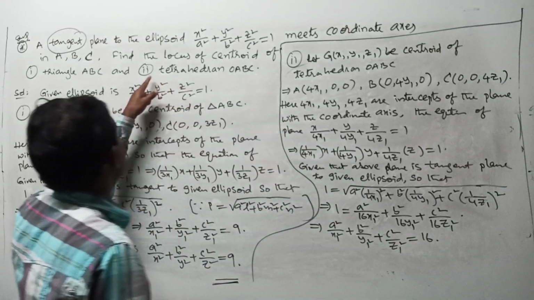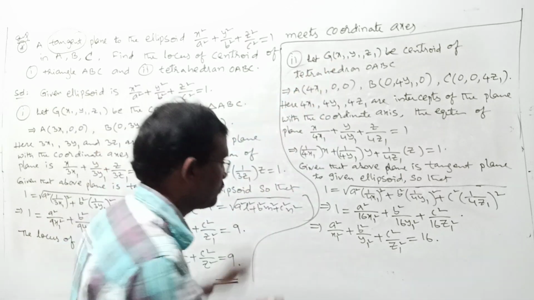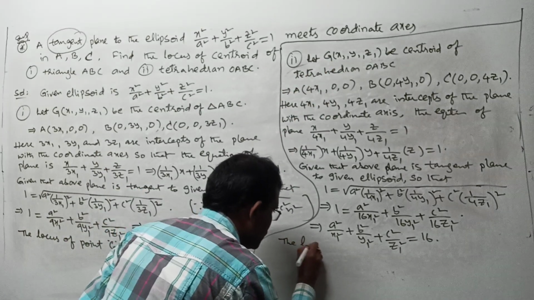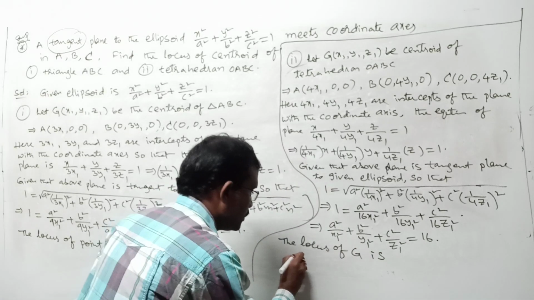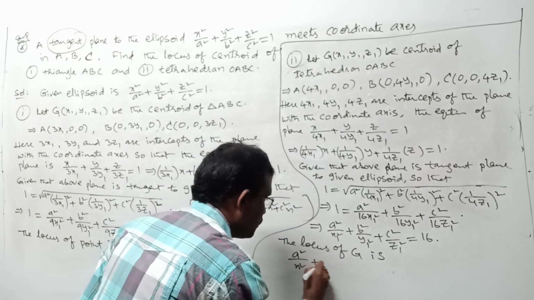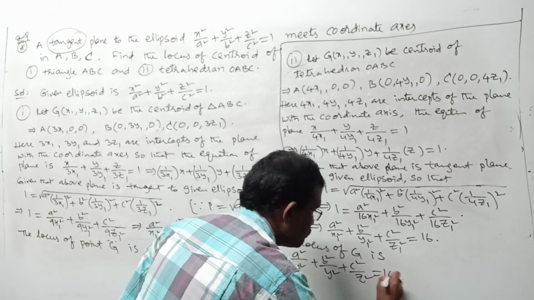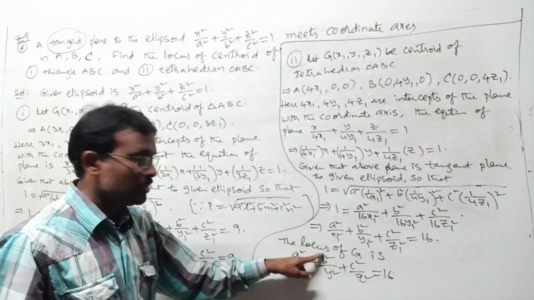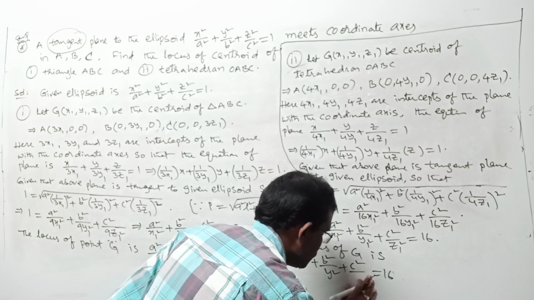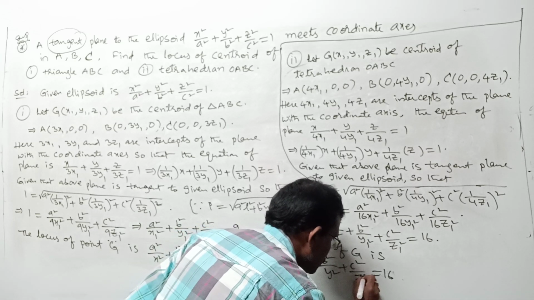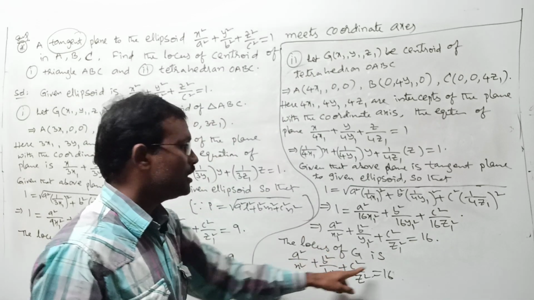Now let us go for the locus of the tetrahedron OABC, meaning the locus of this point G. The locus of G is, yes, locus means a²/x² + b²/y² + c²/z² = 16. This is the locus of the centroid of the tetrahedron OABC.